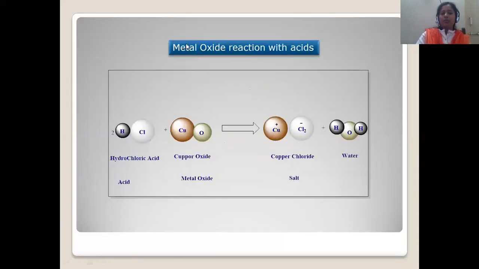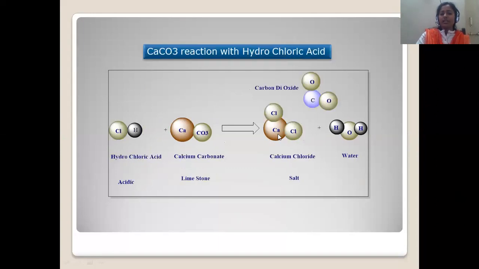Now we are going to discuss metal oxide on reaction with acid. Here, I am taking a metal oxide, copper oxide. Copper oxide is basic in nature. I am treating it with hydrochloric acid. Hydrochloric acid is HCl, where we have more provision for H+ to be released. Now, the product formed will be copper chloride, with copper in the +2 state.